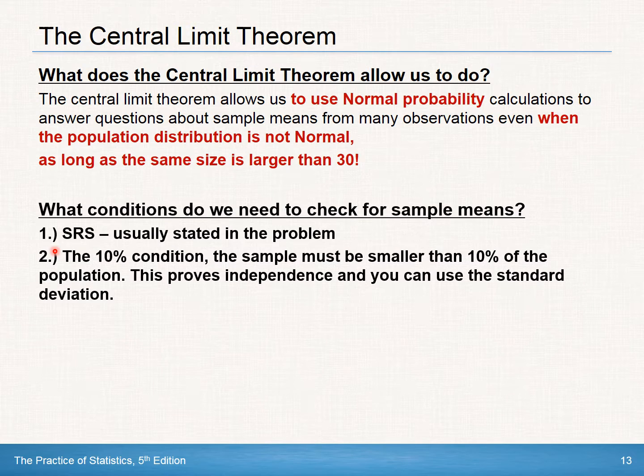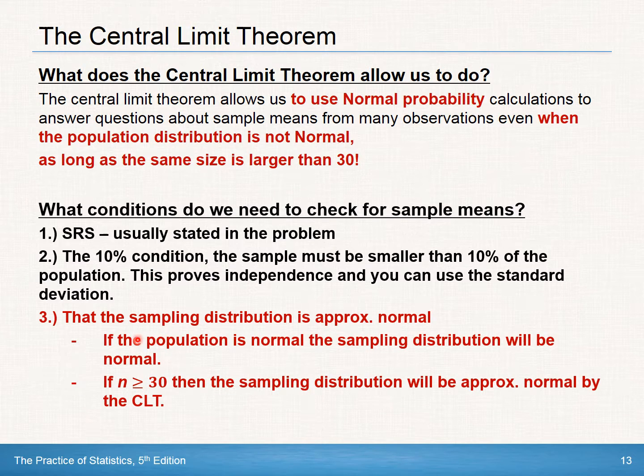2, the 10% condition. The sample must be smaller than 10% of the population. This proves independence and allows us to use the standard deviation in the normal calculations. 3, we need to make sure that the sampling distribution is approximately normal. If the population is normal, the sampling distribution will be normal. However, maybe we don't know what the population distribution looks like. However, if each sample is greater than 30, then the sampling distribution will be approximately normal by the central limit theorem.